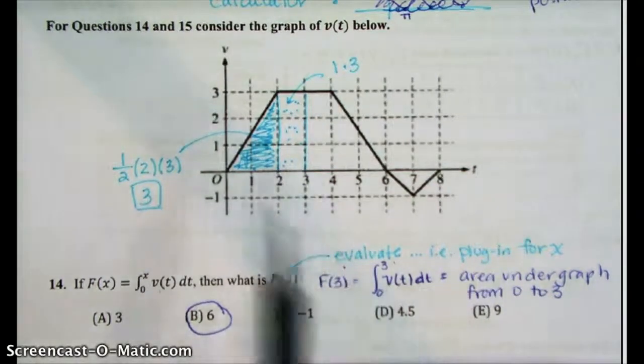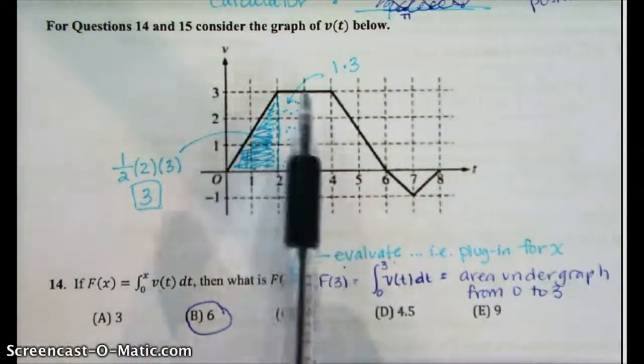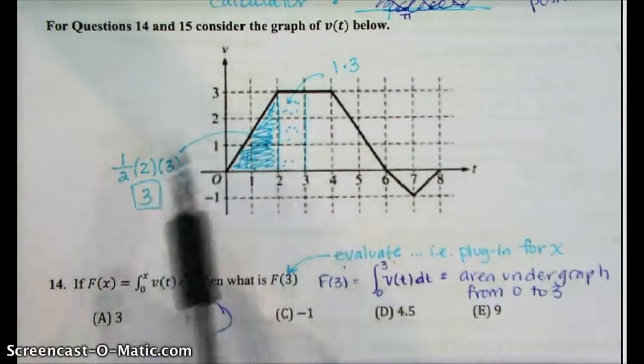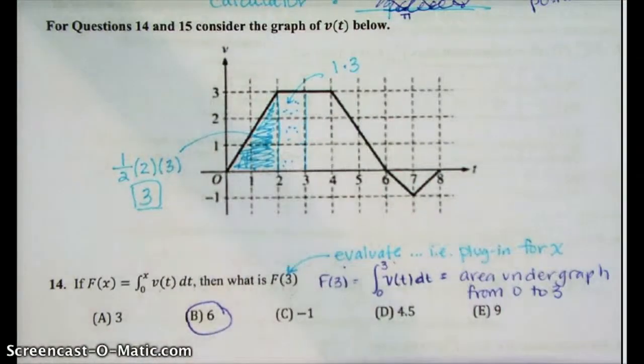In order to actually find that area, you go from 0 to 3. You probably would recognize it's a triangle and then a rectangle together. The triangle's area is 3, the rectangle's area is 3. Add them together, you get 6. Try this one just like it.